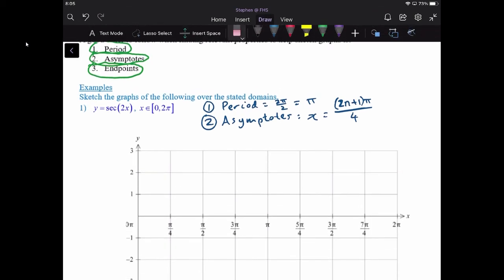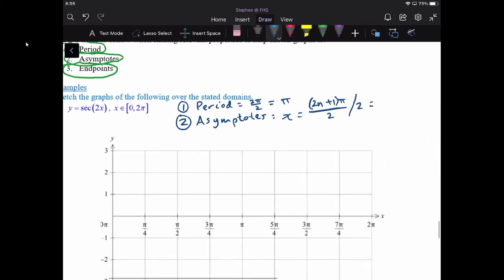Now, just to make it a bit clearer, I'll actually write that as (2n plus 1) pi over 2 divided by 2, and that's of course equal to (2n plus 1) pi all over 4. And then we must write the fact that n is an integer. Okay, that's meant to be a Z over there. Let's make that a bit clearer. There we go, n is an integer.